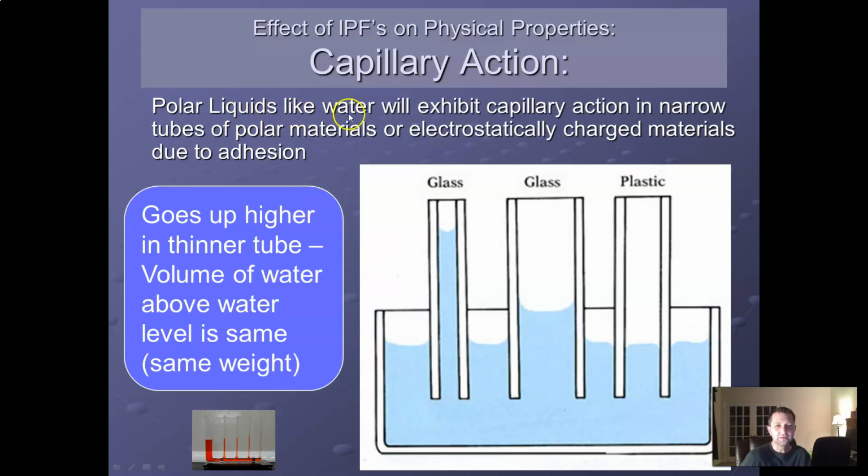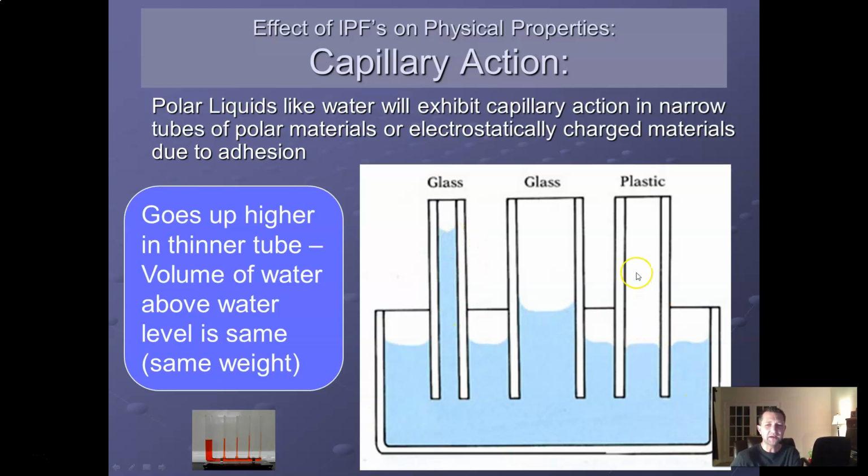So polar liquids like water will exhibit capillary action in narrow tubes of polar materials like glass, or charged materials, due to adhesion. The liquid will go up higher in a thinner tube than in a thicker tube, but the amount of liquid going up the tube is actually the same. So if you have two glass tubes, one narrower and one thicker, and you took the amount of water here and the amount of water here, you'd see that they are the same.